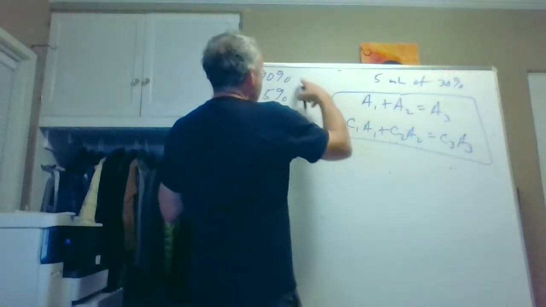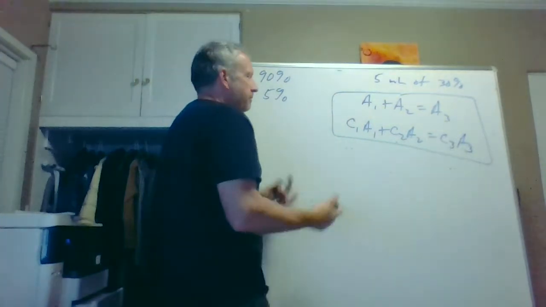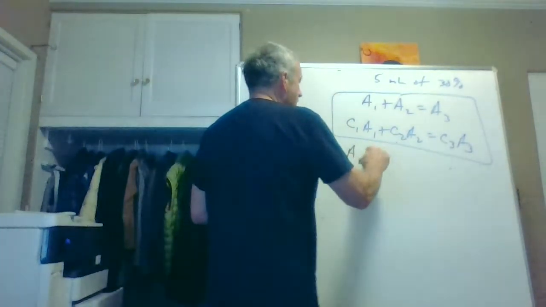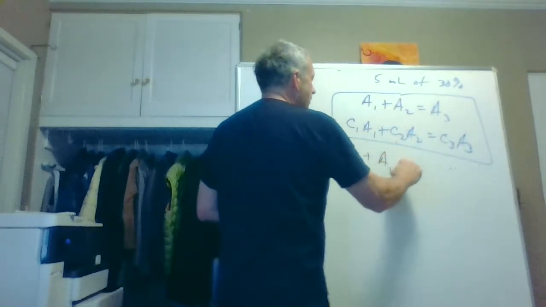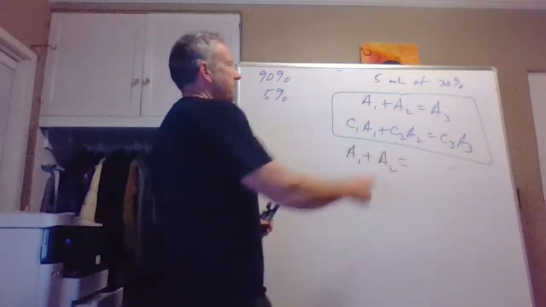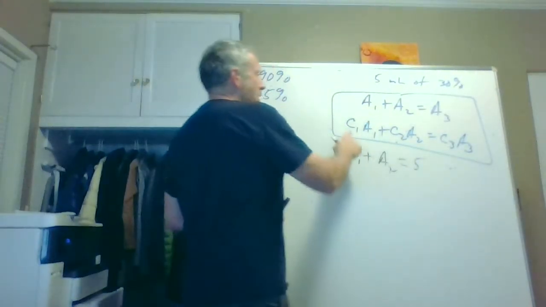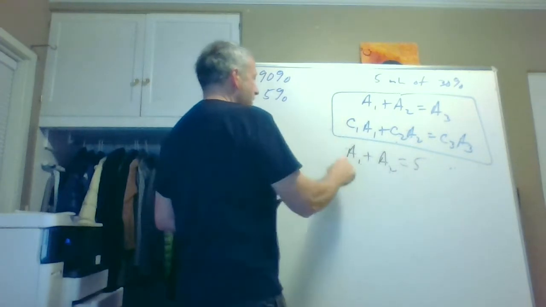What's the amount of the first stuff that we're using? We don't know. What's the amount of the second stuff? We don't know. What's the amount of the mixture that we're supposed to get? The amount we're supposed to get is 5 milliliters. What's the concentration of the first stuff? 90.